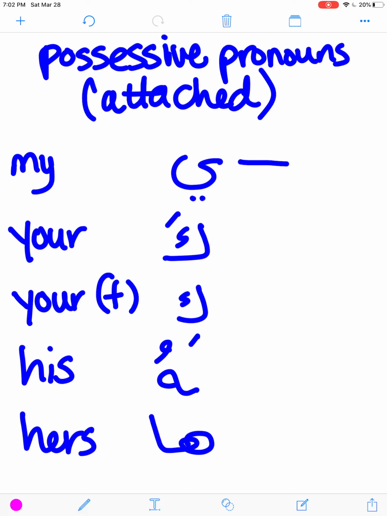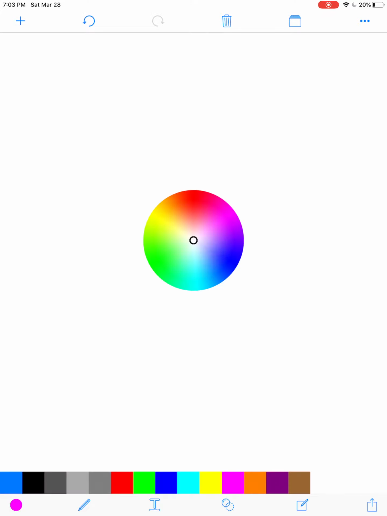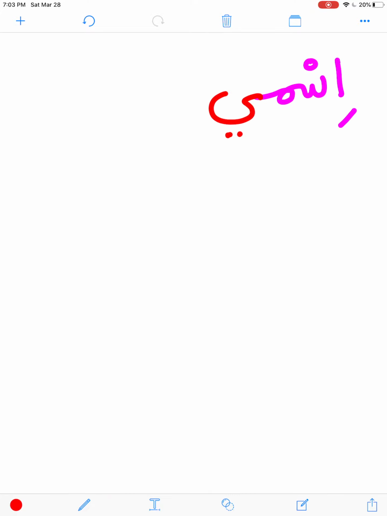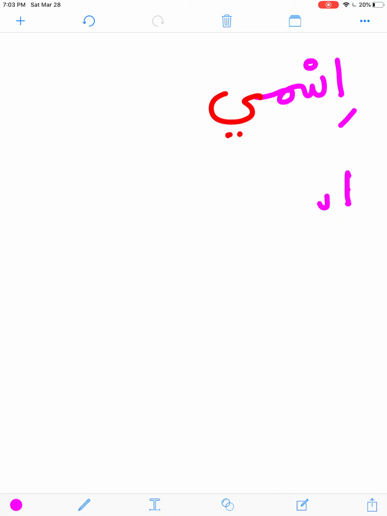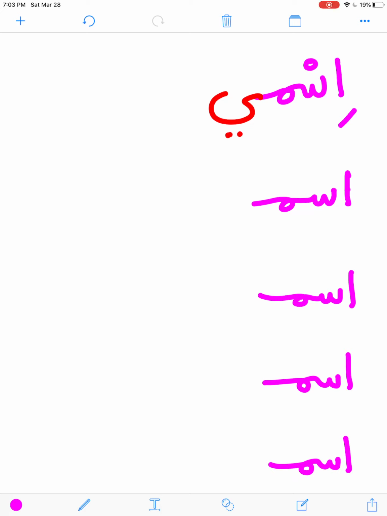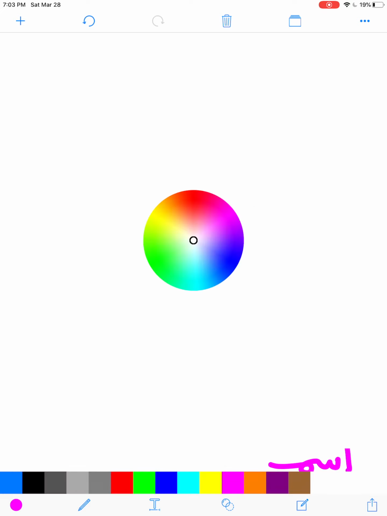So if I want to use the word ism, ism means name. So if I want to say my name, ismi, my name. I'm going to write ism a bunch of times here so that I can connect them and show you. And in all of them it's a kasra and it's a sukoon on the mim.